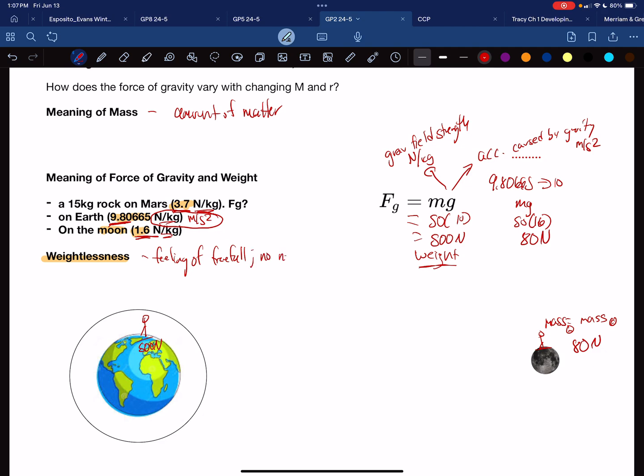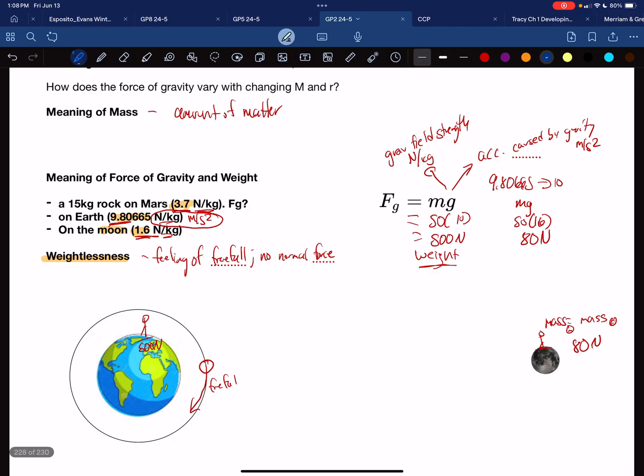No normal force. So let me give you an example. When someone is in the space station, you might say there's no gravity because they're floating around. But the real reason for that is they are falling. They are in free fall.